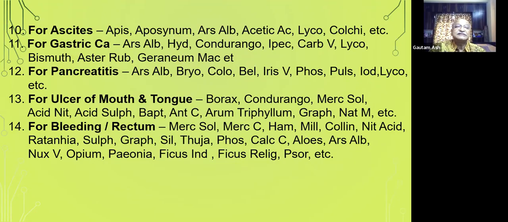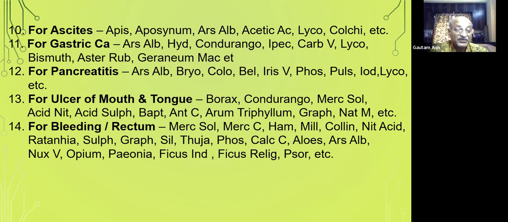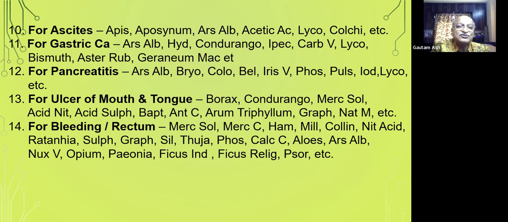Then for ascites, medicines like Apis, Apocynum, Arsenic, Acetic acid, Lycopodium, and Colchicum are useful. But we have to see when to treat with only homeopathic medicines. That is the reason I have given the total chart of the management, like conservative and the specific measures. During the specific measures, if it is a case of huge ascites, we have to tap, or do the paracentesis of the ascitic fluid.